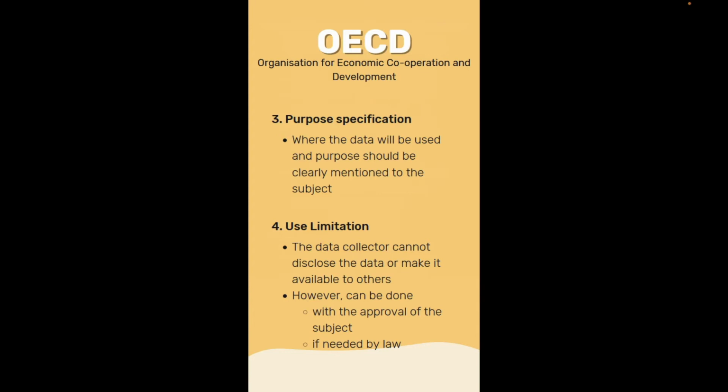Third one is purpose. Now when you collect the data from the subject, you should very clearly define and explain the purpose for which the data is being collected. Fourth one is use limitation. When you collect the data, you can use it only for the purpose for which it is collected. You cannot use it for some other purpose like marketing email without their consent, or you cannot sell the data to other organizations, your sister concerns, etc.